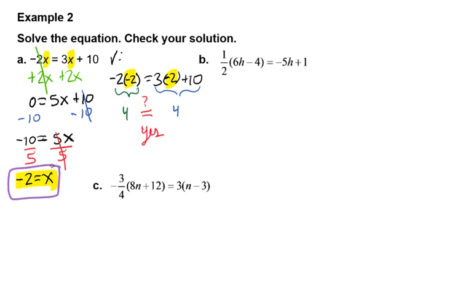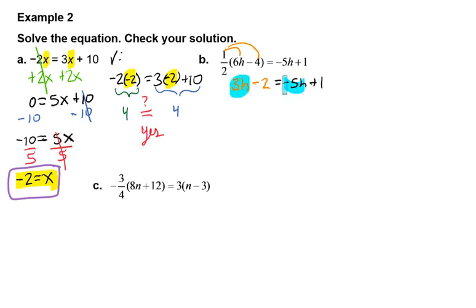Here in letter B, we have 1/2 times the quantity 6h minus 4 equals negative 5h plus 1. Well, before we look at those h's, we need to first distribute that 1/2. Half of 6 is 3, so we'll have 3h. Half of negative 4 is a negative 2, so we'll have 3h minus 2 equals negative 5h plus 1.